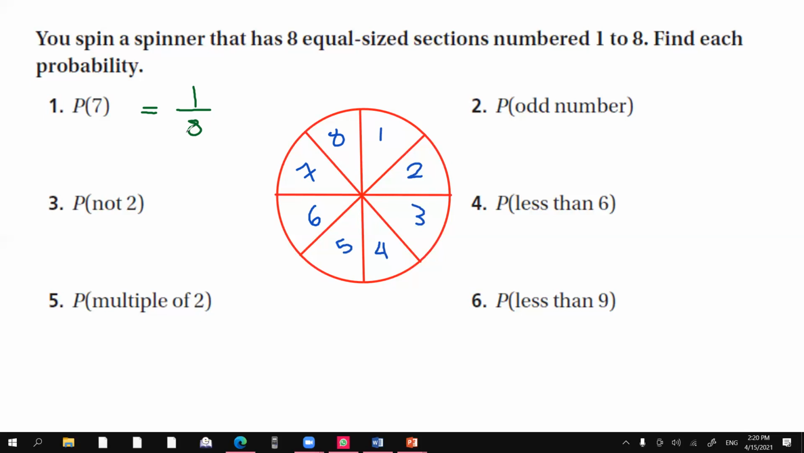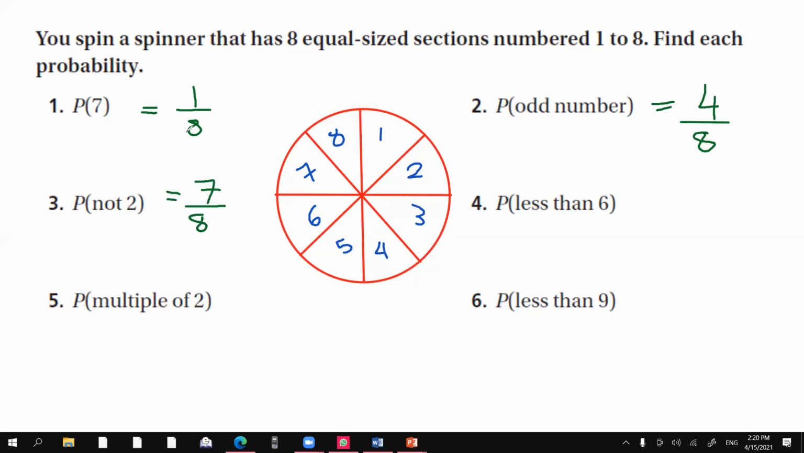Now, let's start here. What is the probability of an odd number? As I told you, 4 over 8, because it can be 1, 3, 5, or 7. So I have 4 numbers over 8. Now, number 3, what is the probability of not 2? 7 over 8. Yes, it is 7 over 8.